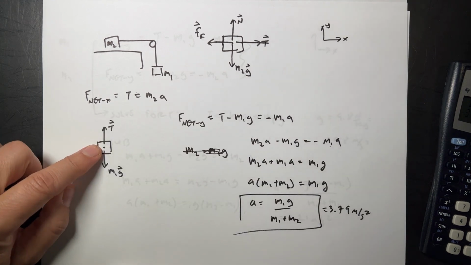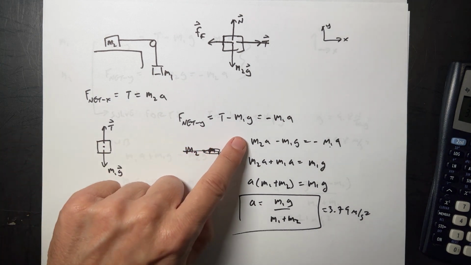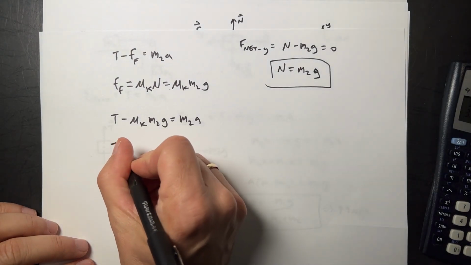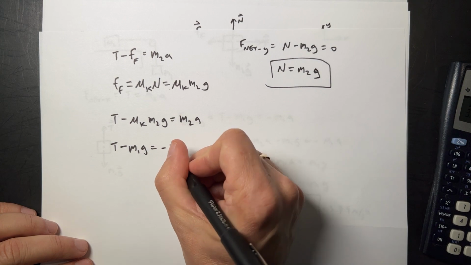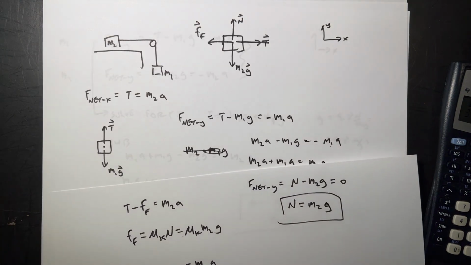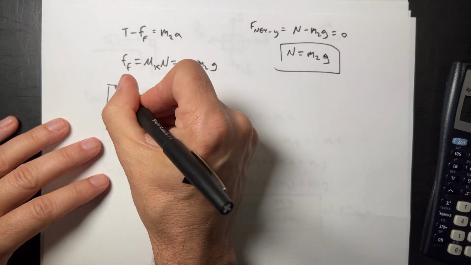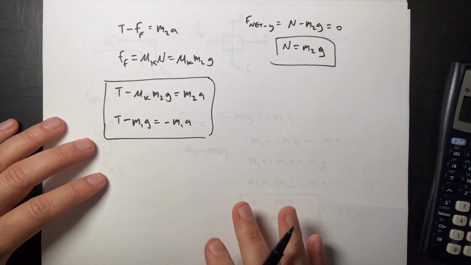Now, back to this other problem. The hanging mass is the same. There's no difference. There's no friction there. So I can just write down the same equation. T minus m1g equals negative m1a. Yep. So I again have two equations, two unknowns. It's just that they're not as nice.